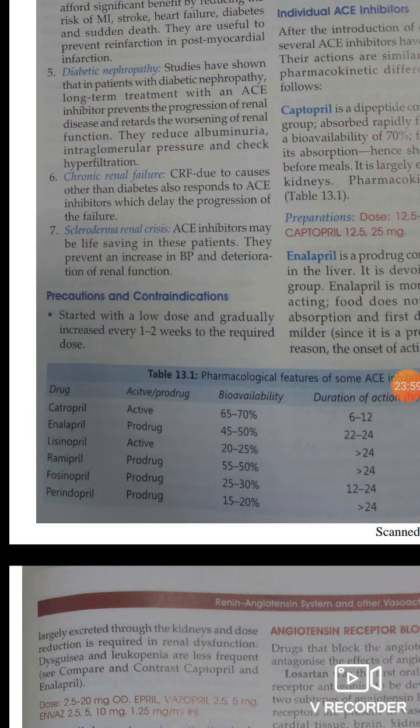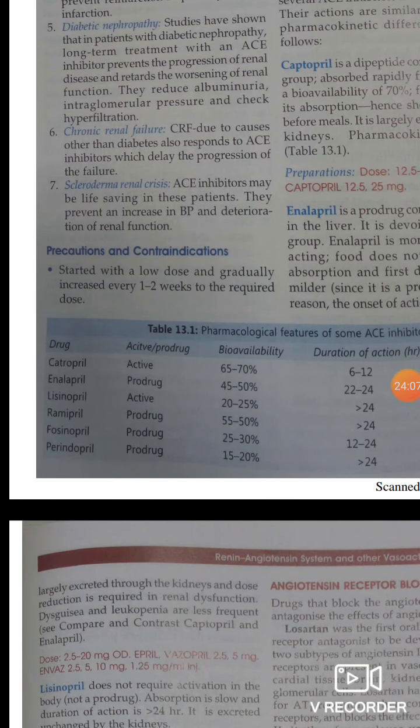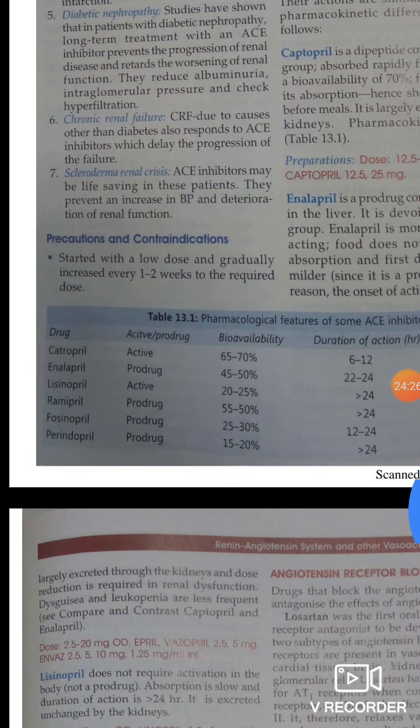Then chronic renal failure. It is also used in chronic renal failure. Plus, it is also used in scleroderma renal crisis. It is one type of renal function impairment disease, right? So it is also used in this type of condition.